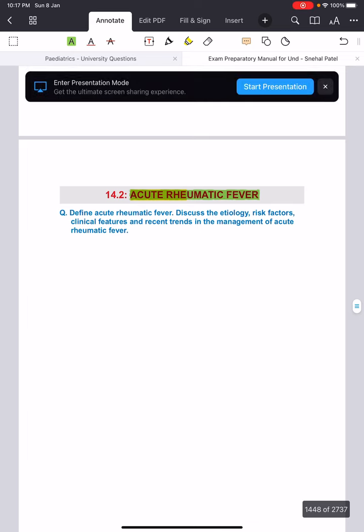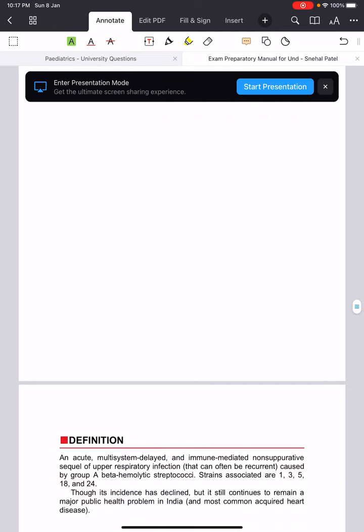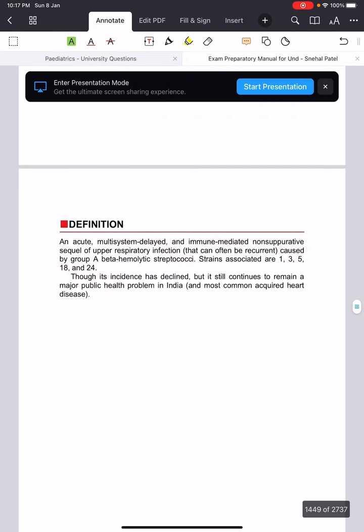Good morning, everybody. So, today we are going to learn about acute rheumatic fever. And so, let's begin. What is the definition?